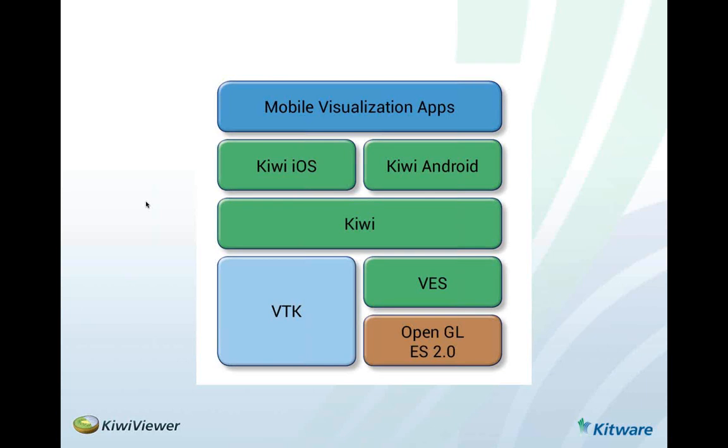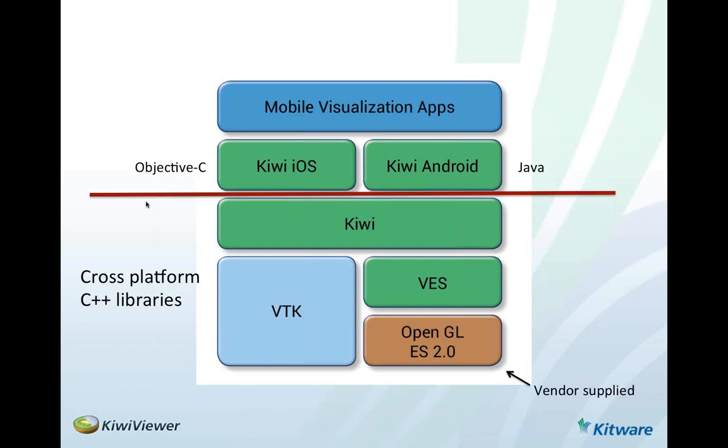This is what the software stack will look like when you're developing mobile apps with VTK and Kiwi and DES. Everything below this line is cross-platform C++ libraries. So Kiwi and DES are going to run on iOS and Android, but you can also just run them on your desktop computer. They should run on any operating system, Linux or Mac OS or Windows. And then above the line is your mobile app code. If you're on iOS, you're actually programming in Objective-C, and for Android, you're programming in Java. Through those languages, you're then going to interact with the C++ libraries.